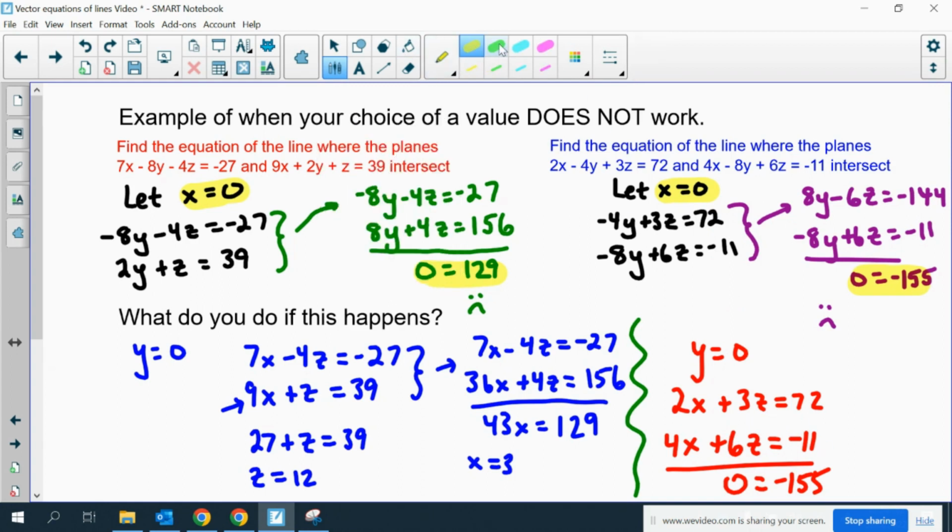Now if I think pretty carefully about this one, that should make sense. If I look at these two planes, 2, negative 4, 3, and 4, negative 8, 6, these planes have the same normal vector, right? They may be different magnitudes, but 2, negative 4, 3, and 4, negative 8, 6 are basically the same normal vector. So these planes essentially should be the same, but the numbers they're equal to don't make any sense. Like if this one's 72, I multiply the left side by 2, I can't somehow get negative 11.